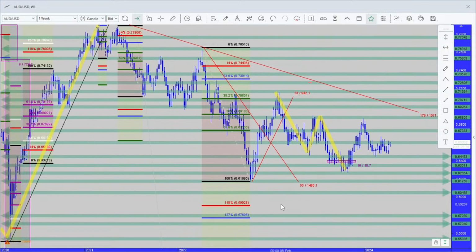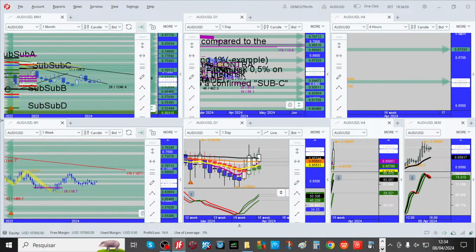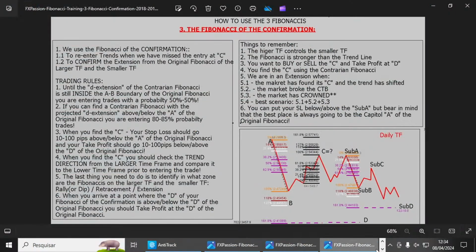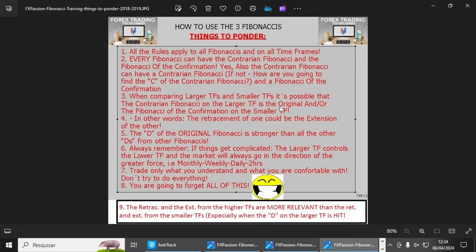Now again, from the picture that you are trying to understand, and please take screenshots or photos with the cell phone, every Fibonacci can have a contrarian Fibonacci and the Fibonacci of the confirmation. Yes, also the contrarian Fibonacci can have a contrarian Fibonacci. If not, how are you going to find the capital C?